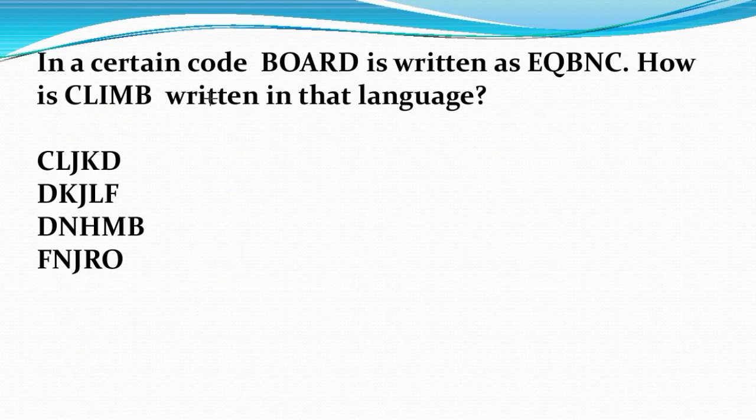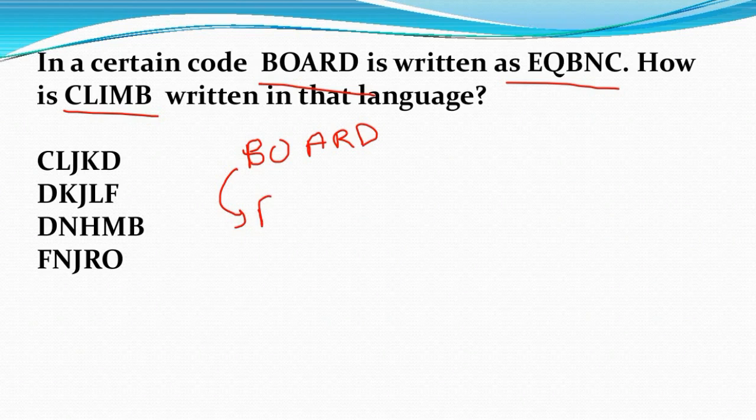Next question is, in a certain code, board is written as this. How is climb written in that language? So we have to observe the coding between the board and this. BOARD, and the coding for board is EQBNC.